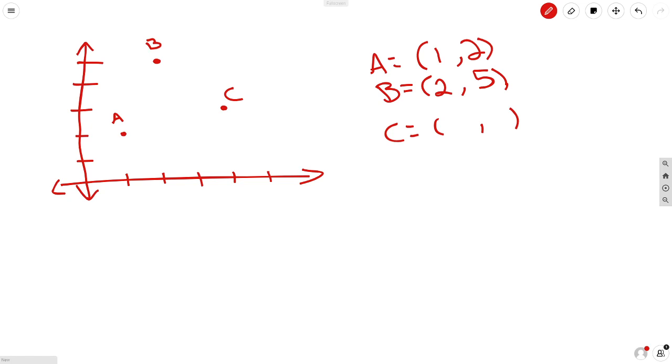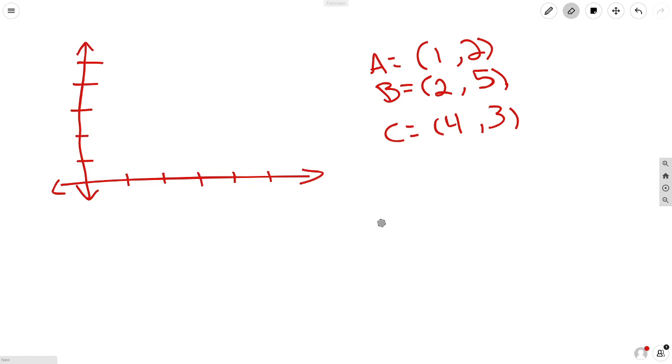And then for C, we go 1, 2, 3, 4 over, and then we go up 1, 2, 3. So our ordered pair for C becomes 4, 3. Alright.